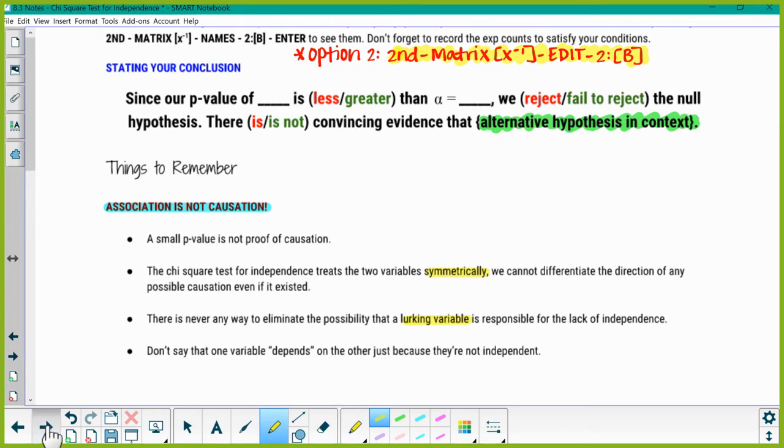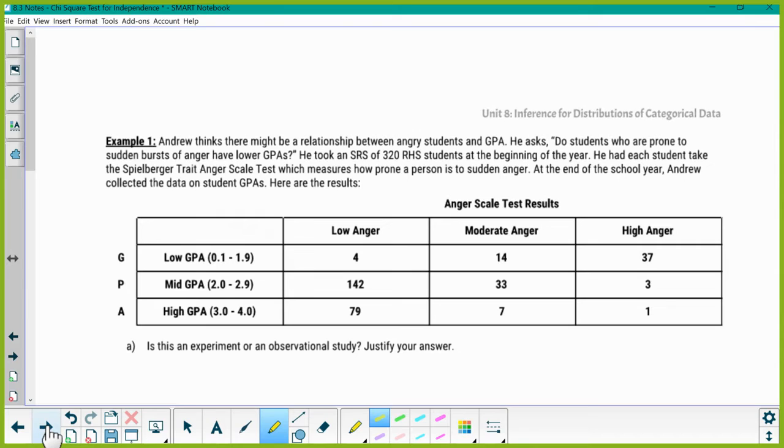Now, let's go ahead and run through two examples. And again, all of this is going to be exactly the same as it was with homogeneity. We're just going to name it differently, and we are going to write our hypotheses differently.